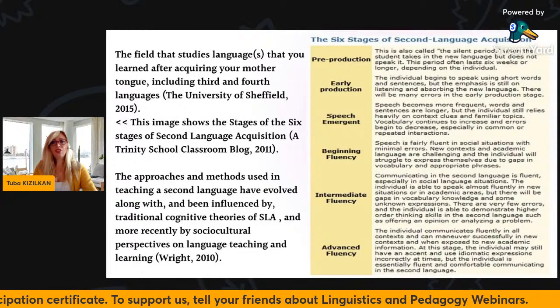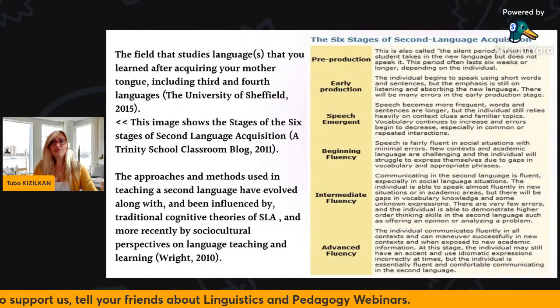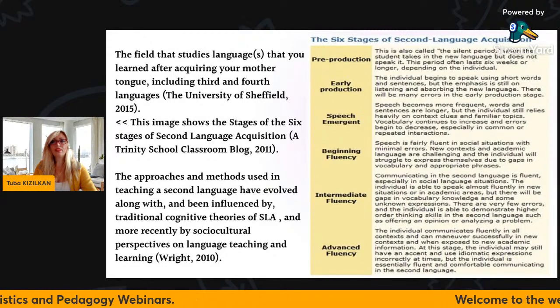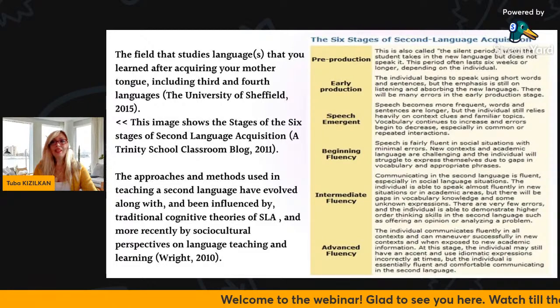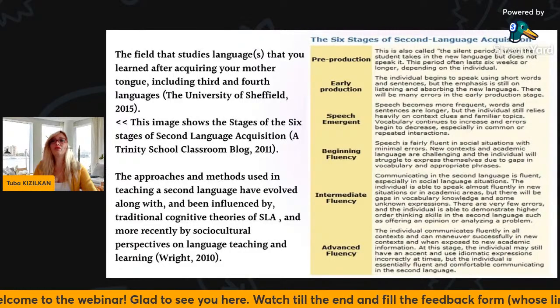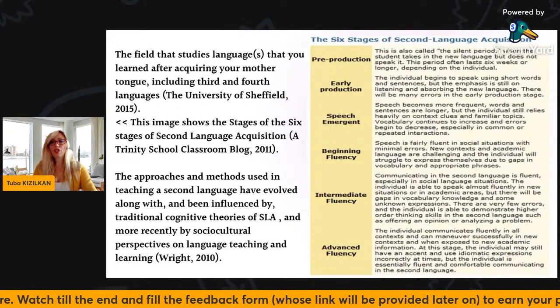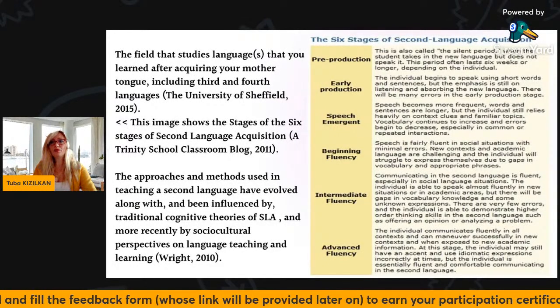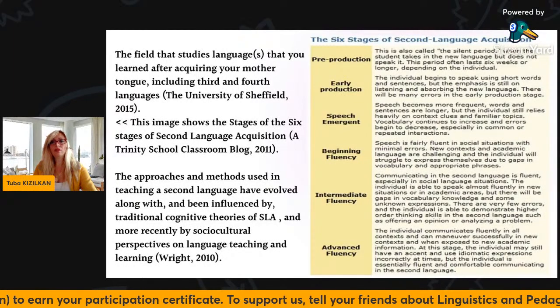And the next stage is called speech emergent. The speech of the learner becomes more frequent, and the words and sentences become longer. And the learner still relies heavily on context clues and familiar topics, so that he or she can feel much more comfortable using the new language. Vocabulary continues to increase and errors begin to decrease, and it starts to become automatic with repeated interactions.